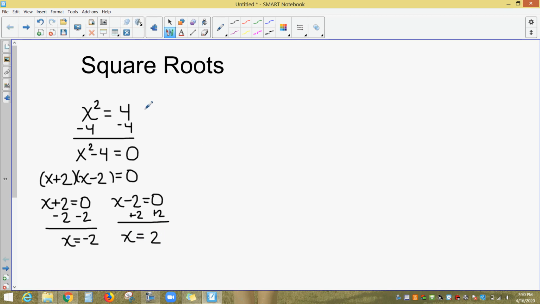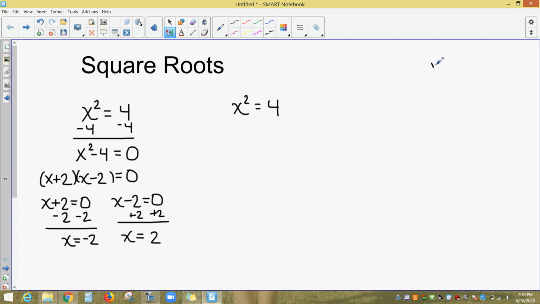So honestly, if I saw this equation, I would probably still take this path just because it's habit to factor if I can factor. But maybe I have something like x squared equals 5, or x squared equals 12, or something that doesn't factor if I set it equal to 0. So let's pretend we're in that situation.